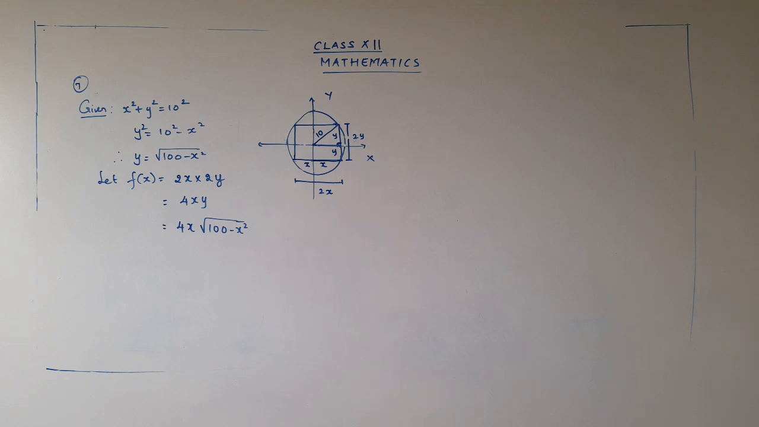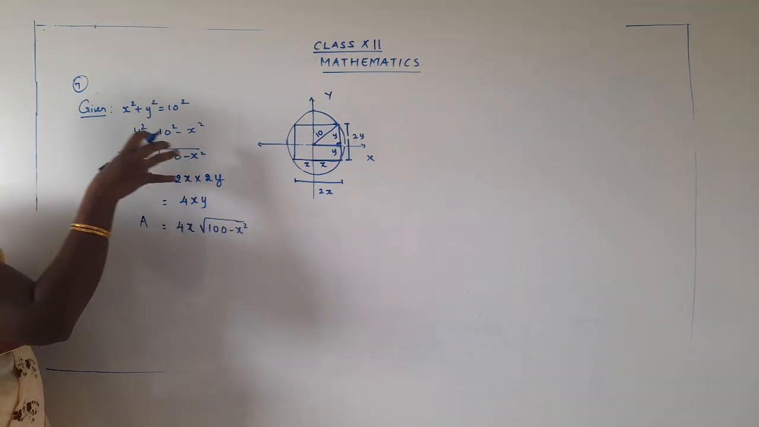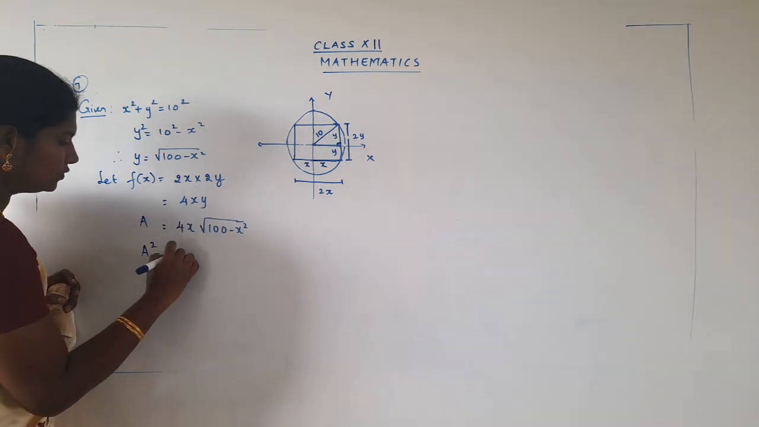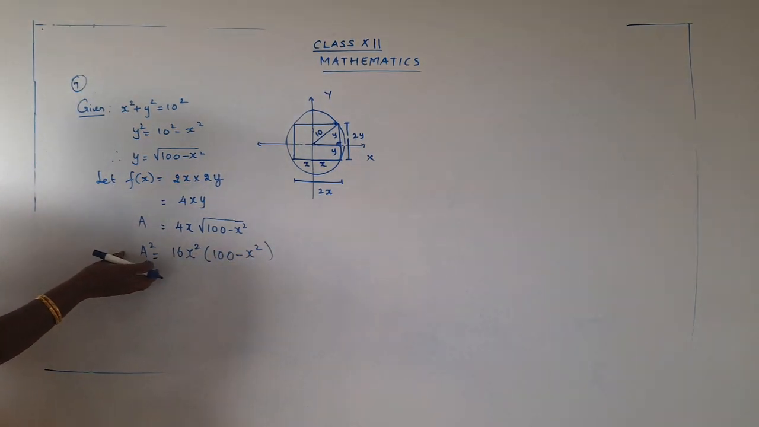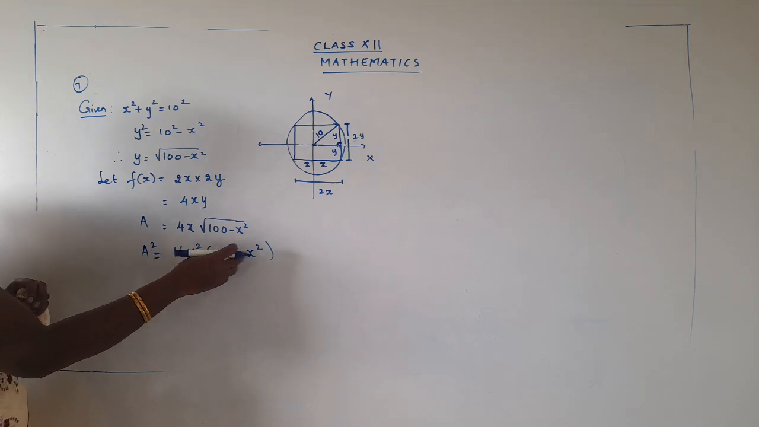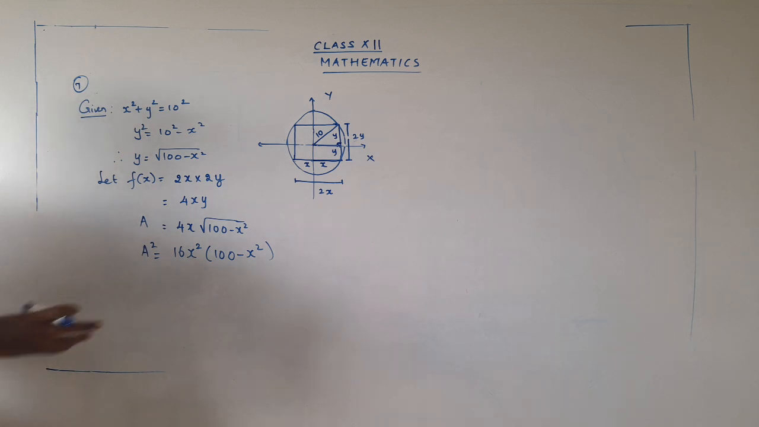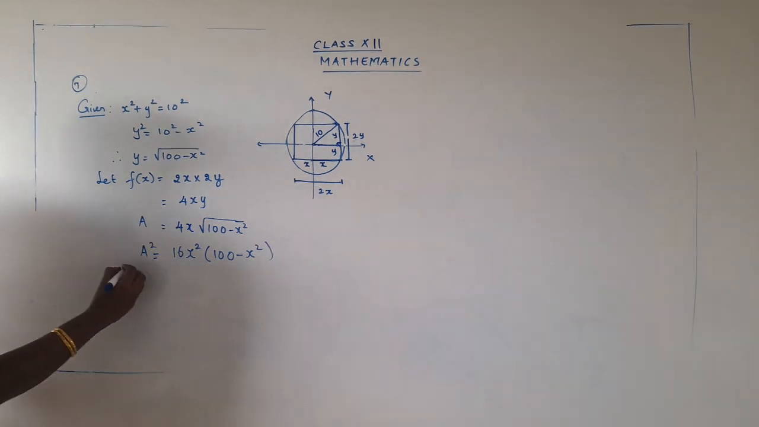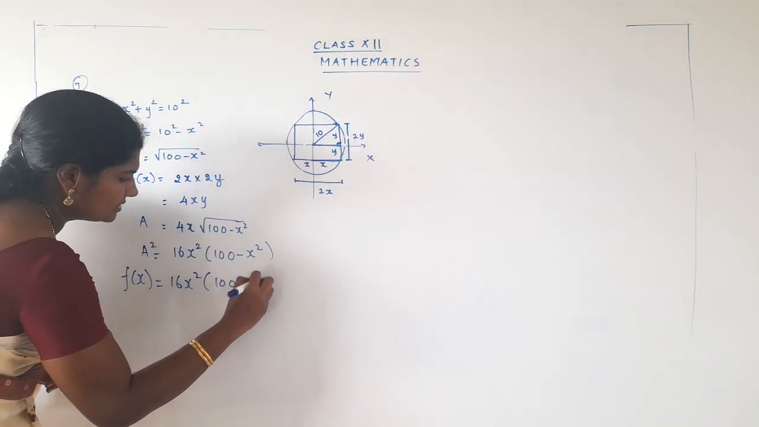Okay, have you taken down? So now what I am going to do here is, this is in terms of A, this is area of the rectangle. Here we have square root, so we'll just square this. So I'll get here A square is equal to 16 x square, and this becomes 100 minus x square. So we are going to consider this as the function. It doesn't make a difference, A and A square. So I'll assume the function here f of x is equal to 16 x square into 100 minus x square.